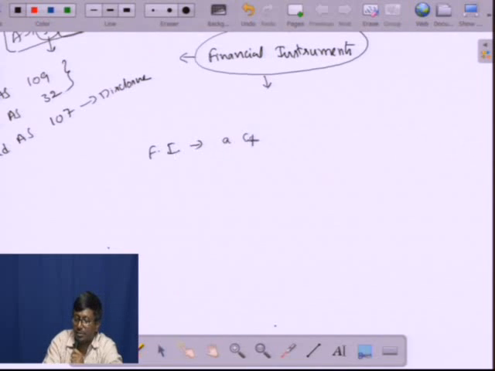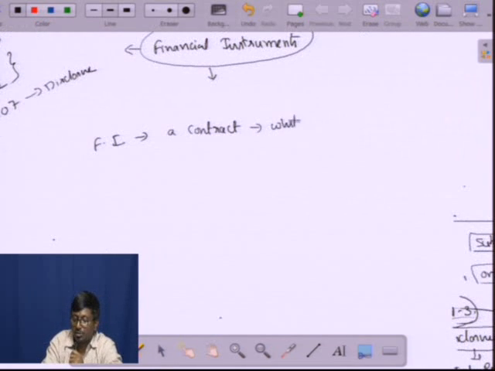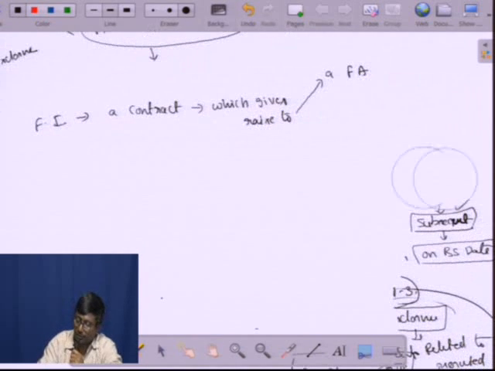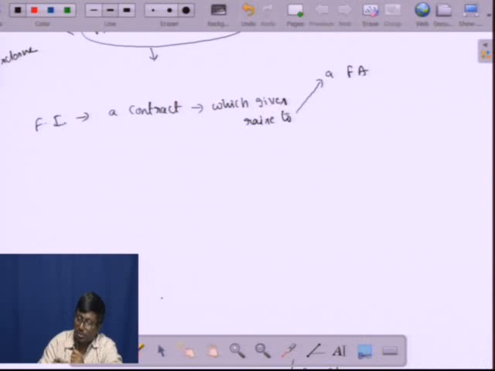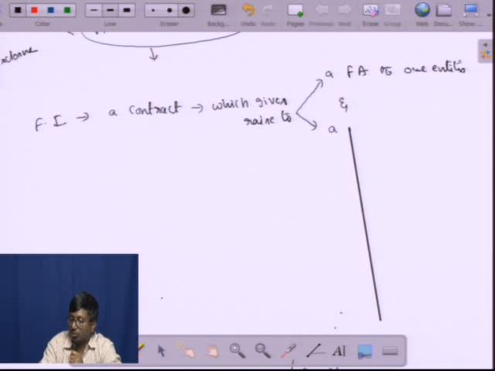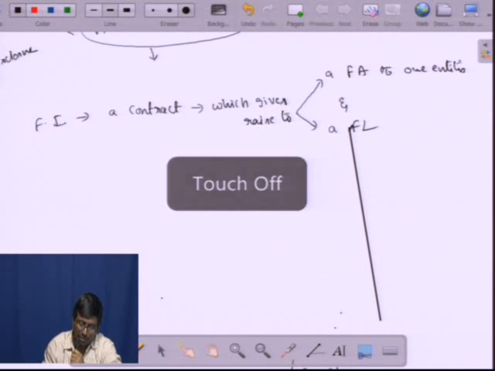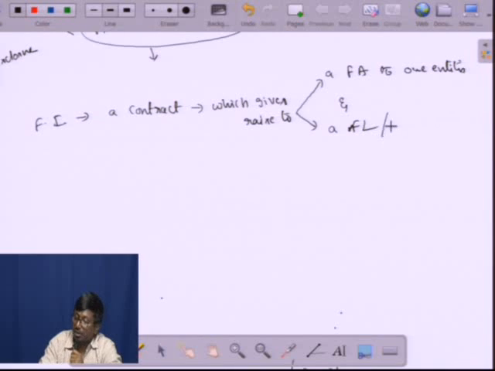A financial instrument is a contract. First we say it is a contract. Okay, sir, what will happen? Which gives rise to what? Which gives rise to a financial asset. I mean a financial asset, not a fixed asset. It is a financial asset to one entity, and it gives rise to a financial liability or equity to another entity.